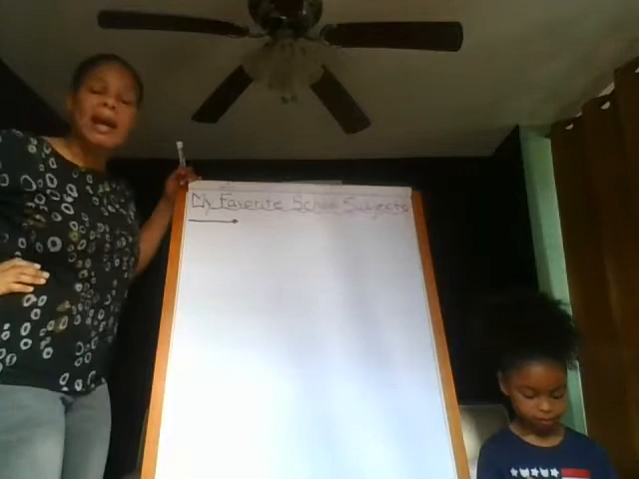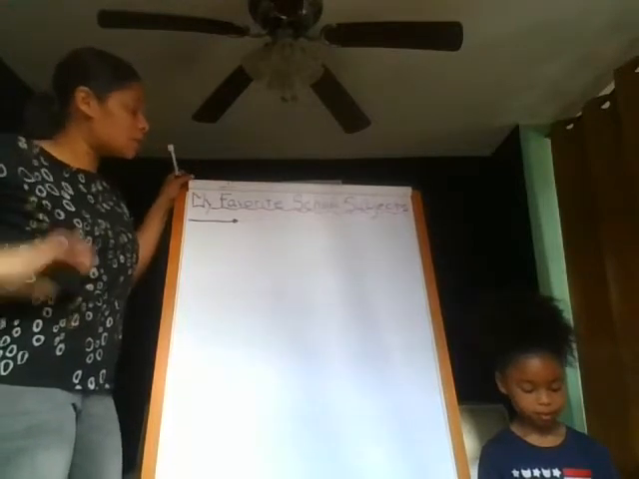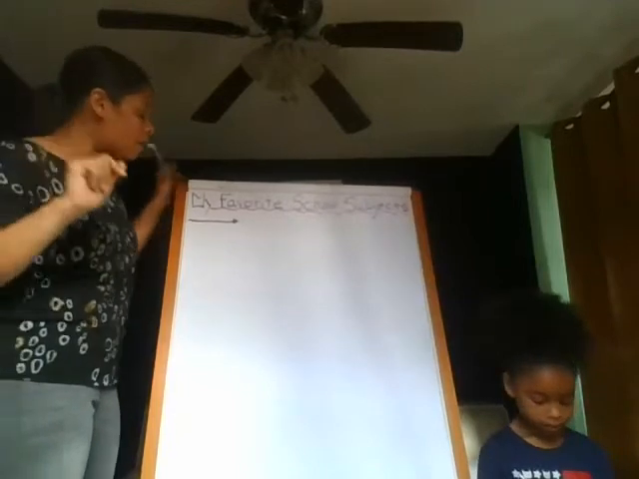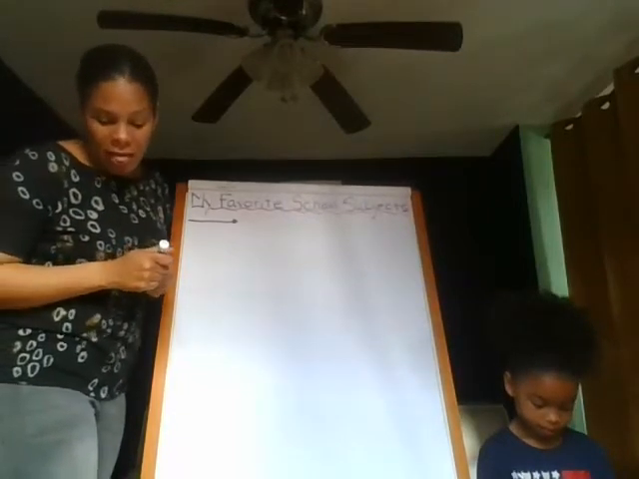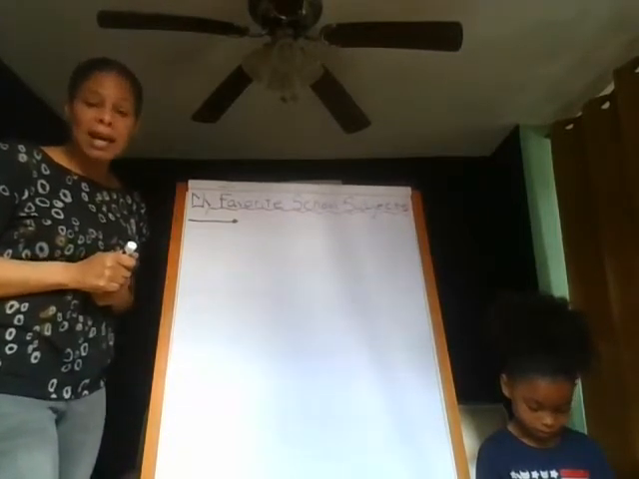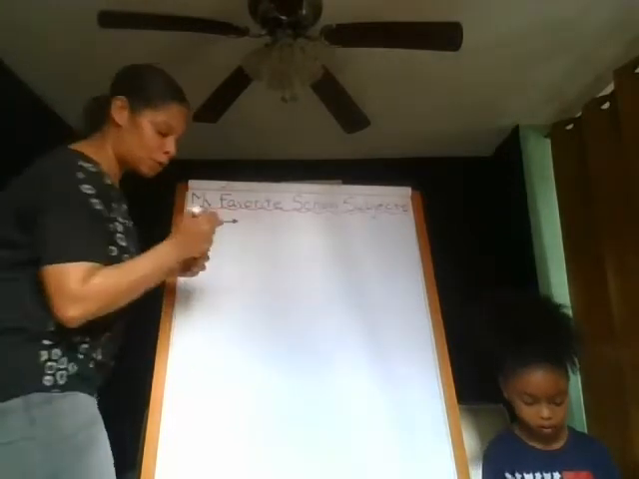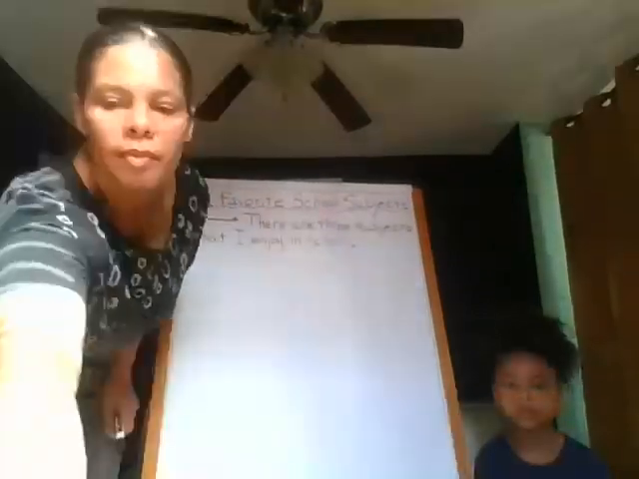So now we're going to write our first sentence. So since our topic is school subjects, and there are 3 of them, our first sentence is going to be, there are 3 subjects that I enjoy in school. So I'm going to put you on pause while I write that.